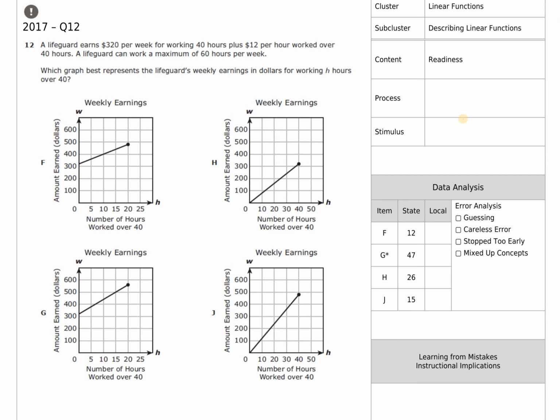Now here's one that's a little bit more complicated, but still, if you take it piece by piece, it's doable. A lifeguard earns $320 per week for working 40 hours. Normally when you see the word per week, it's the slope. We're going to be going up and over, but in this case, you can tell the axis is number of hours worked over 40. So it's already assuming that this 40 hours, 320 per week for 40 hours, has already happened. So we're starting, that's the y-intercept in this case, we're starting at 320 because we've already worked that 40 hours. Then it says plus 12 per hour, so that's the slope that we're working with.